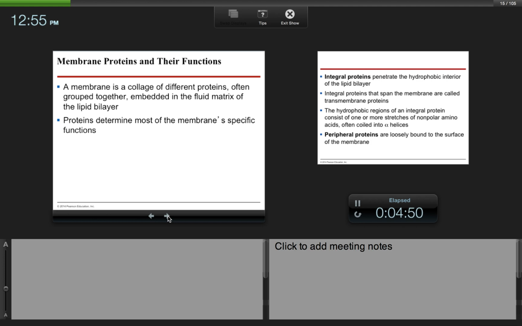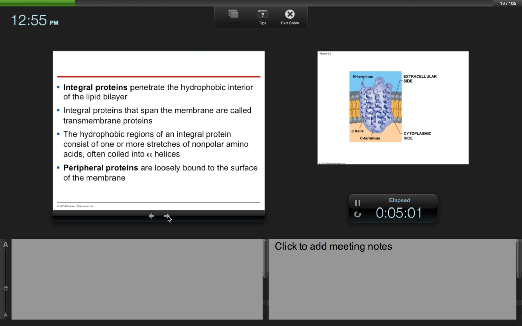A membrane is a collage of different proteins, often grouped together, embedded in the fluid matrix of the lipid bilayer. Proteins determine most of the membrane's specific functions. Integral proteins penetrate the hydrophobic interior of the lipid bilayer. Integral proteins that span the membrane are called transmembrane proteins. They go all the way through.